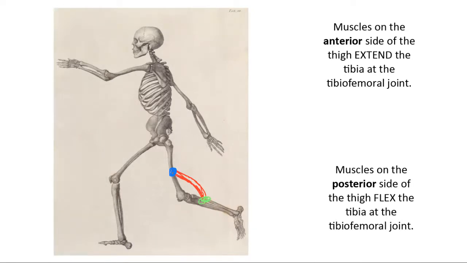Over here on the other leg, I live on the front side. I'm anterior. My origin is up high. My insertion is down low. When I bring this insertion toward this origin, I'm going to straighten out the leg. When I straighten out the leg, the femur and the tibia get farther apart from each other. Getting farther apart from each other is extension.